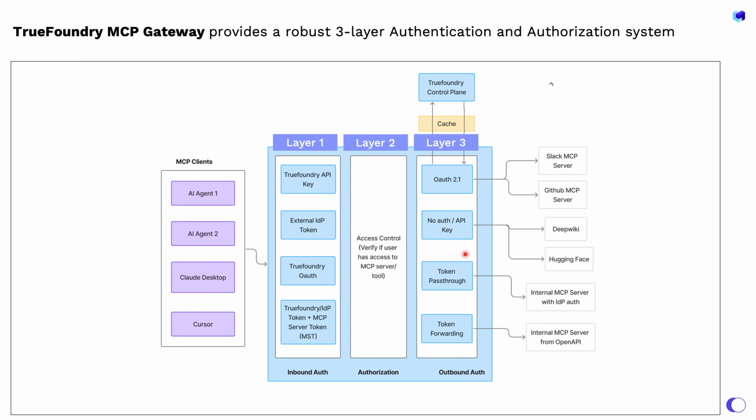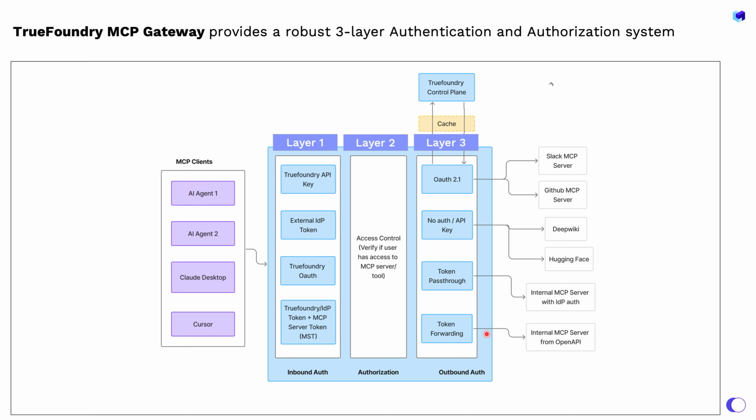This can be token pass-through, where token pass-through means that the inbound token is the same as what is needed for the MCP server authorization. So there's no additional token. Whatever is used for the inbound auth is basically passed directly to the MCP server for authorization. And token forwarding is where you need to mention an additional token, like an MCP server token here, or you can also use this along with TrueFoundry OAuth, and that additional token is forwarded to the MCP server in order for authorization to happen. So these are the different mechanisms.